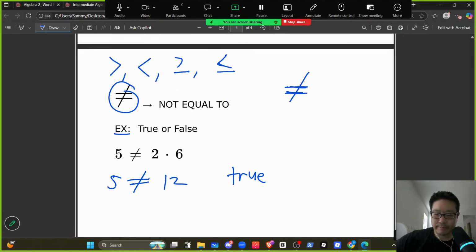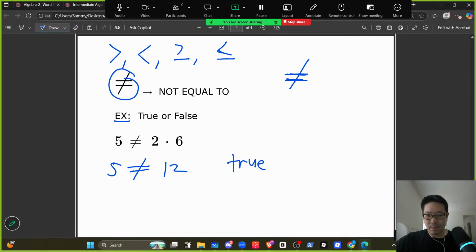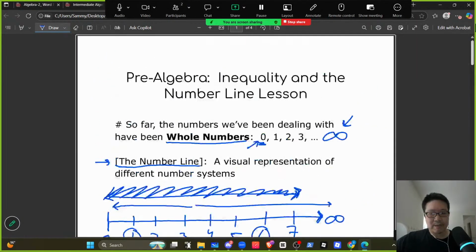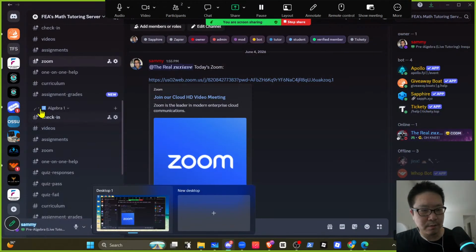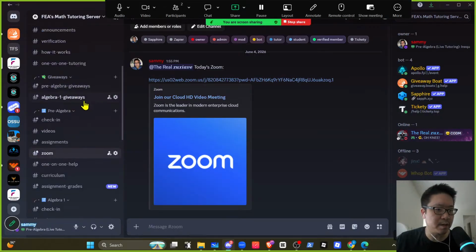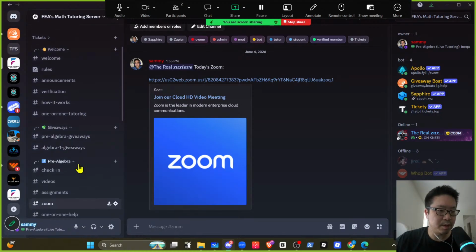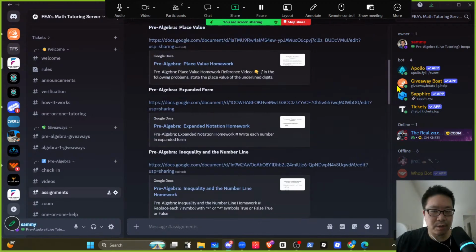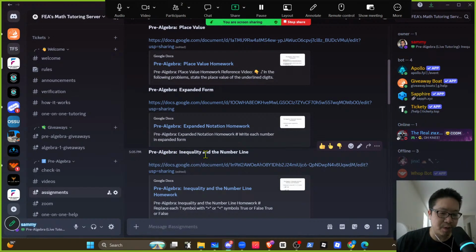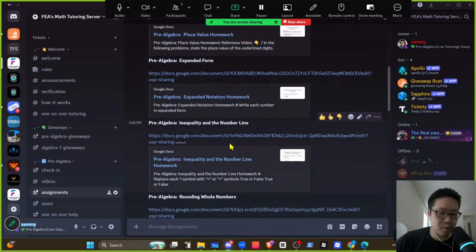All right. So that's it for that. And let's do homework. So your homework for today, pre-algebra assignments. Same instructions. We've done place value, we've done expanded form. Now you're going to do this one, pre-algebra inequality in the number line. You're going to do it on a piece of paper with either a pen or pencil and DM me a picture of it. Okay?